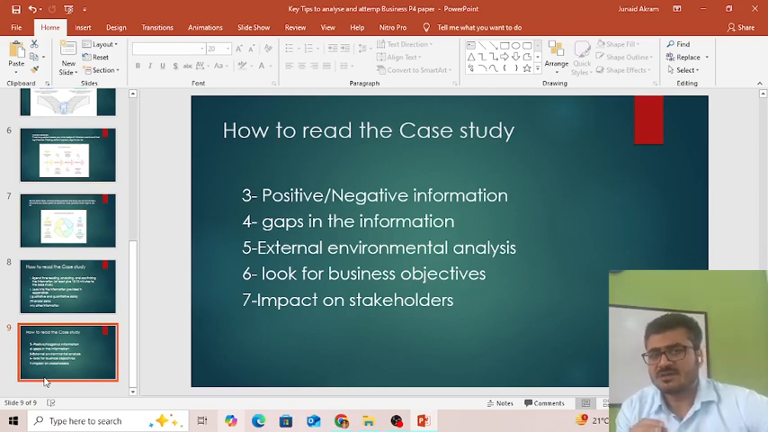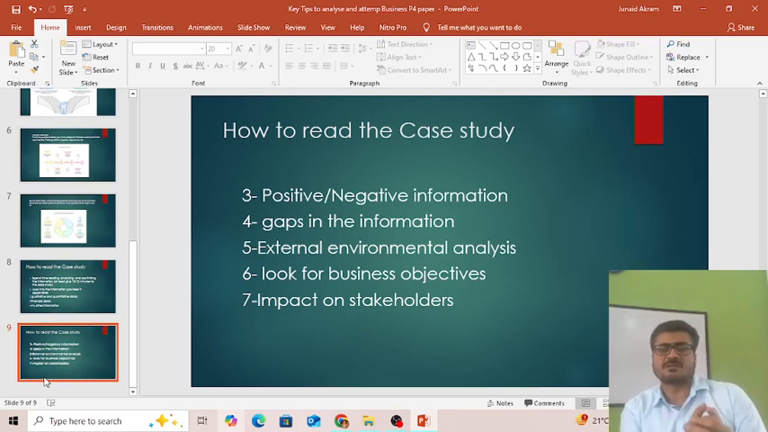And obviously it is always helpful to look for business objectives in the form of mission statements provided to you, or vision statements, or business objectives that have been provided to you by the examiner. It will help you while attempting the question. And obviously the stakeholder demands, the impact on the stakeholders. So these are the key information points that you need to scan for in your case study.